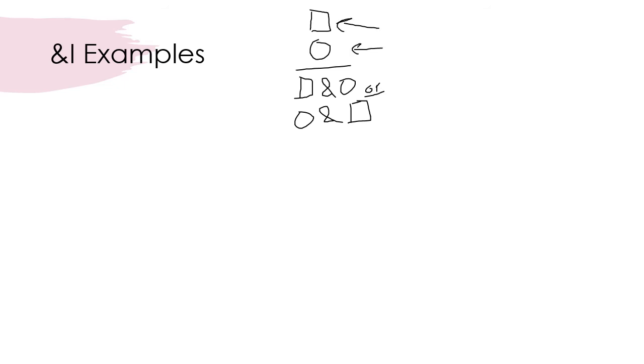Now I'm just going to put our rule up here again for ampersand in. So we're going to have a square, we're going to have a circle, and then we can put them both together. And it doesn't matter which order we put them in. It just matters that we have the information up here, that we have a square by itself and we have a circle by itself. So the most basic version of this is just P, Q, therefore P and Q.